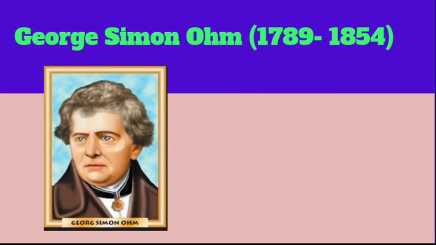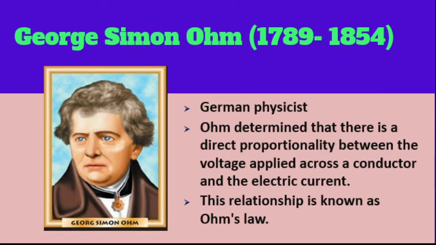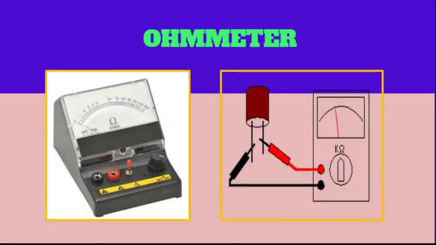The unit ohm is named after a German physicist, Georg Simon Ohm, from 1789 to 1854. Ohm determined that there is a direct proportionality between the voltage applied across a conductor and the electric current. The relationship is known as Ohm's law. An ohmmeter is an electric instrument that measures electrical resistance.